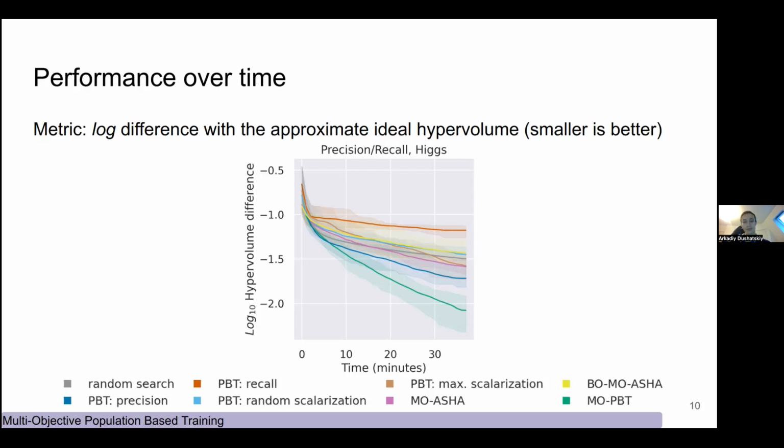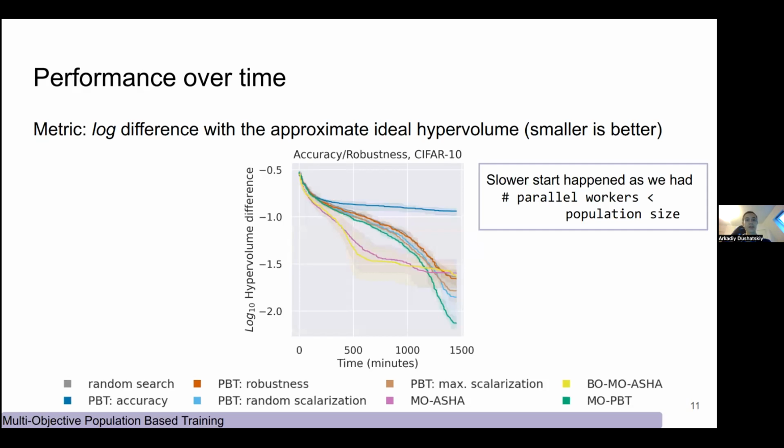So we have a simple random search, we have MO-ASHA, we have a Bayesian optimization version of MO-ASHA. We have PBT applied to optimizing single objectives, so precision and recall. And we also have PBT with different scalarization techniques. And the MO-PBT outperforms all these baselines.